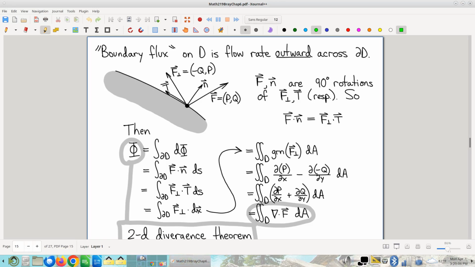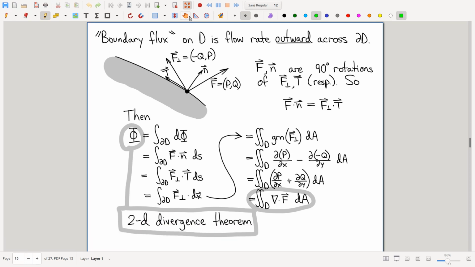Okay, so off we go. Here's where we were last time. We were talking about boundary flux. Remember the idea of two-dimensional flux? It's pretty much the same as the idea of three-dimensional flux. It's just that if your fluid is a two-dimensional thing, then it doesn't flow through surfaces. It flows across lines, right?